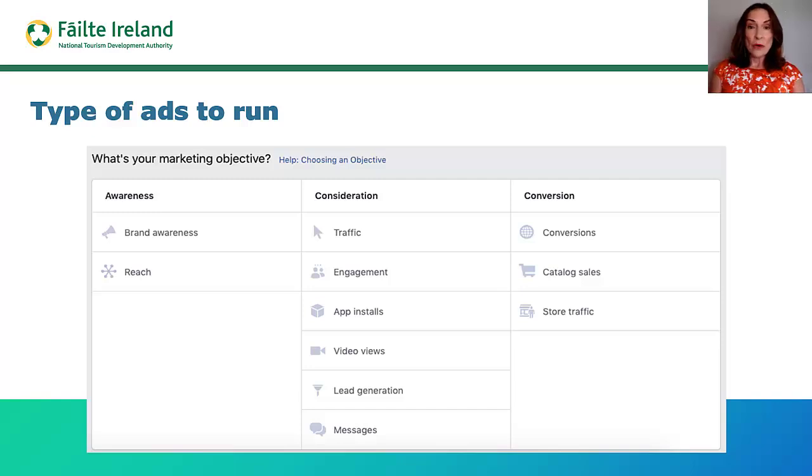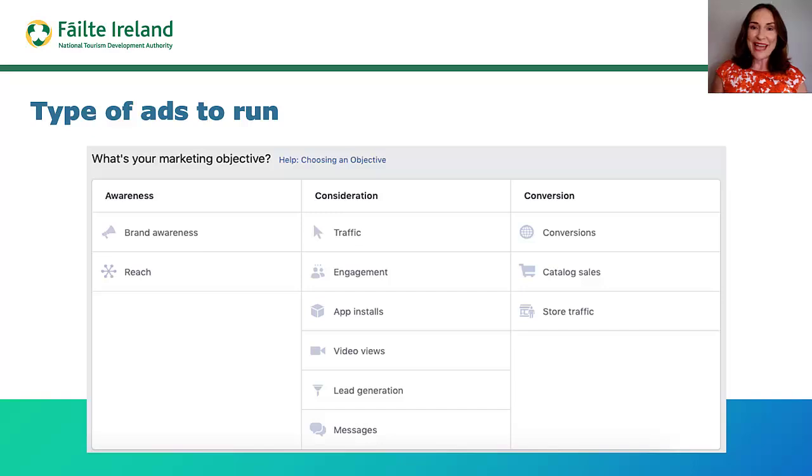So if you choose video views, for example, the Facebook algorithm knows to show your ad to people who are more likely to watch videos on the platform than anyone else. If you choose lead generation, Facebook knows to show that ad to people who are more likely to sign up for things on the platform. So you have to trust that the algorithm is going to do its job. And you have to take responsibility for choosing the correct objective to deliver the results that you need.